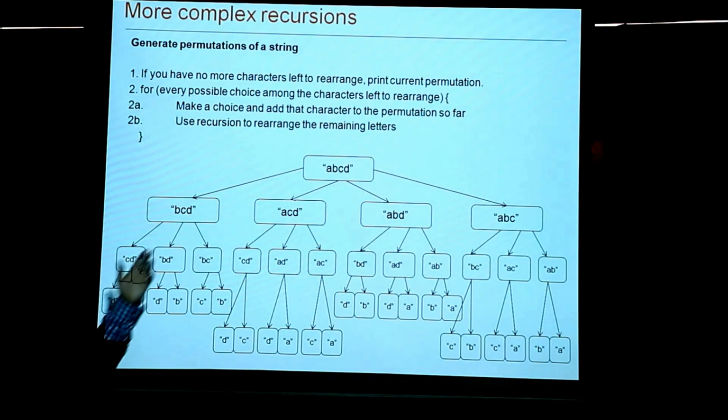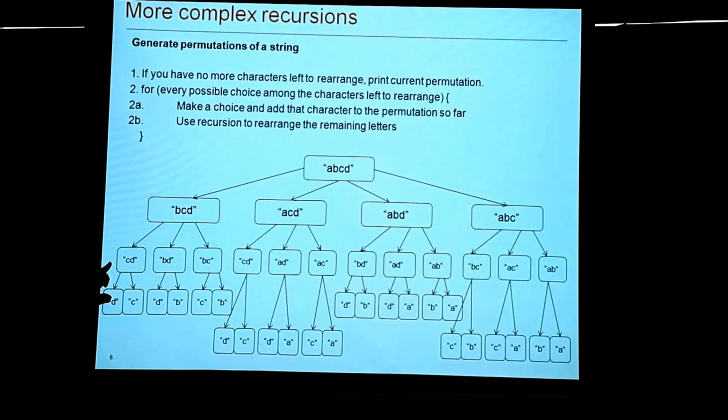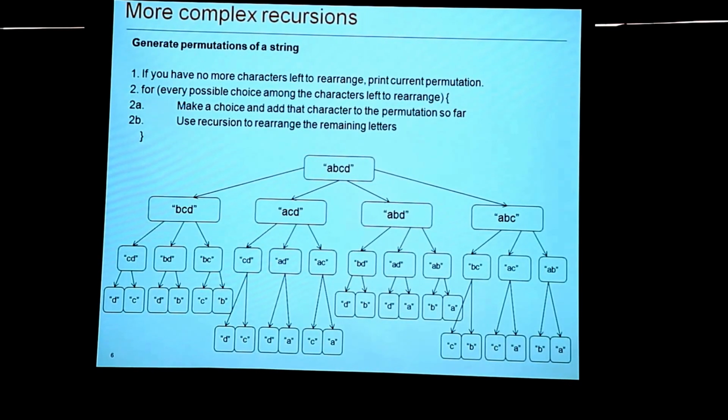Right? So here, for example, one possible permutation is A here. You had taken A here, then B here, and then C and D. So that's one possible permutation, and so on.